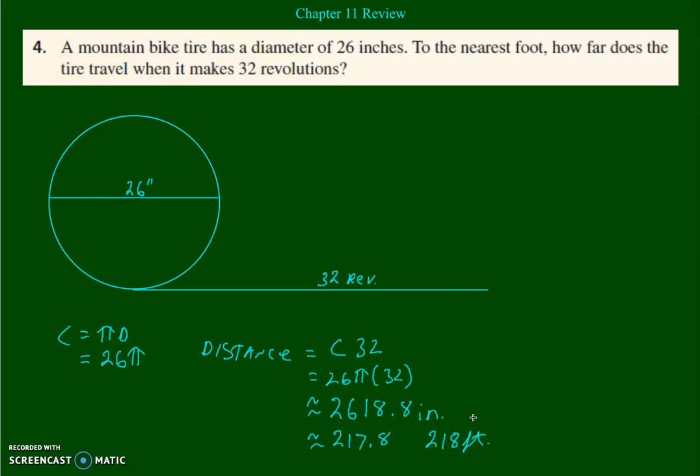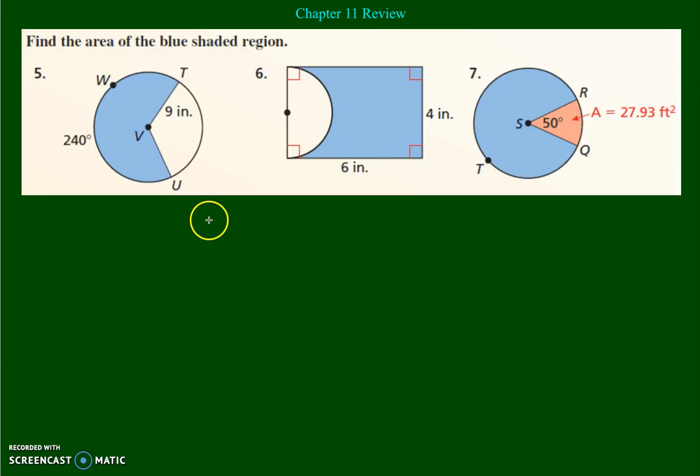Alright, let's move on to problem 5. In problem 5, we're moving on from length to area. So here we're looking for the area of this sector. It sweeps out an angle of 240 degrees, and the circle has a radius of 9. Let's go ahead and write down our formula for area of a sector.